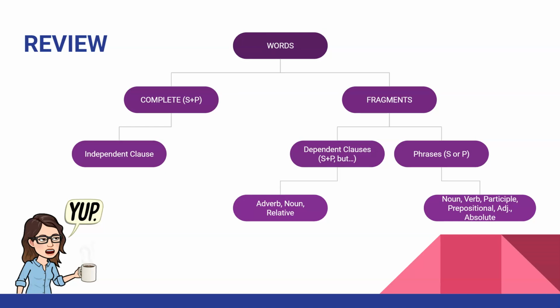Now, to review, this section of the web right here is what we talked about the most today. Yes, we reviewed that an independent clause is a complete sentence, subject and predicate, can stand alone. But in the dependent clause fragment world, we've got adverb, noun, and relative clauses. They have a subject and predicate, but something is going on to make them not able to stand alone.